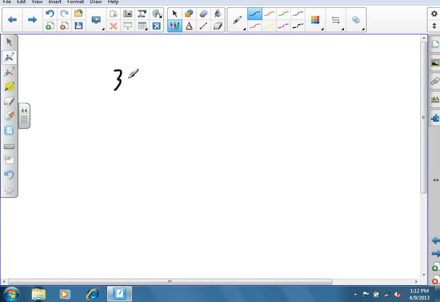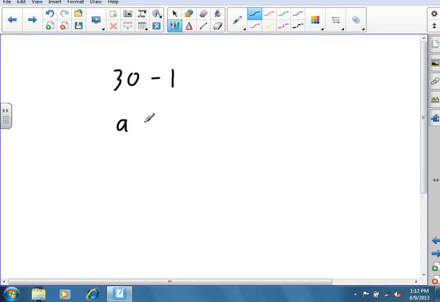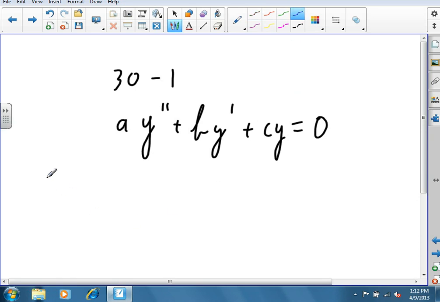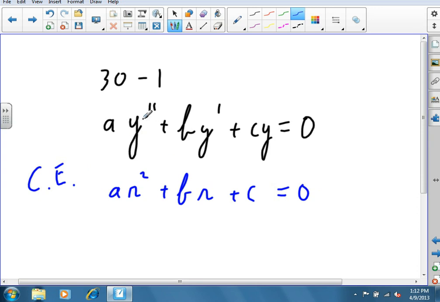So in section 3.1, what we're going to do is take a second order differential equation, a y double prime plus b y prime plus c y is equal to 0. And from it, we're going to come up with a characteristic equation, and the characteristic equation is going to be a r squared plus b r plus c is equal to 0. So we're replacing the derivatives with something else.